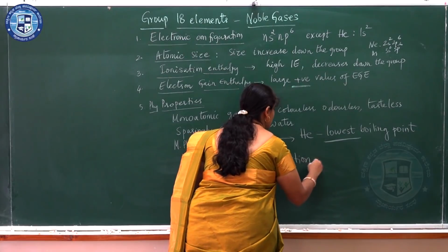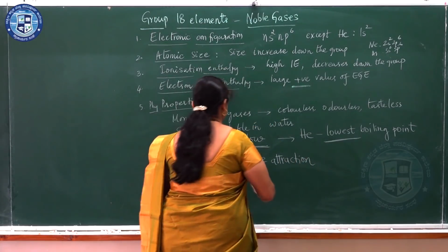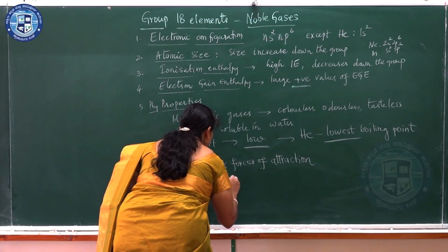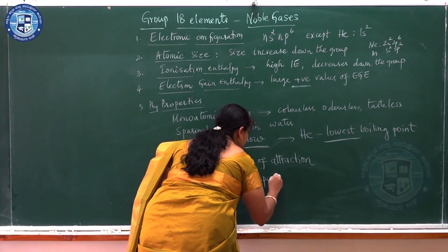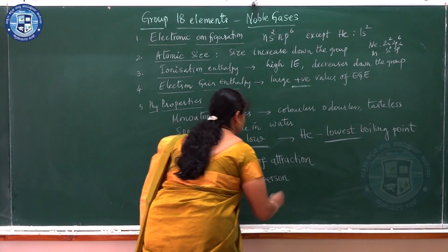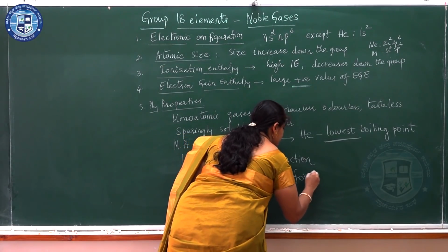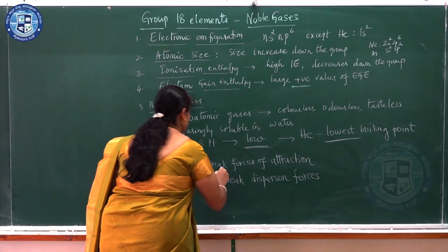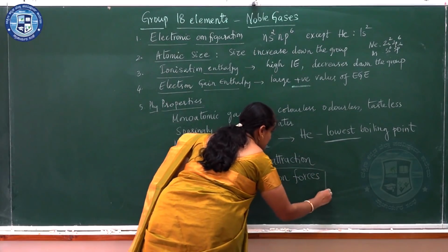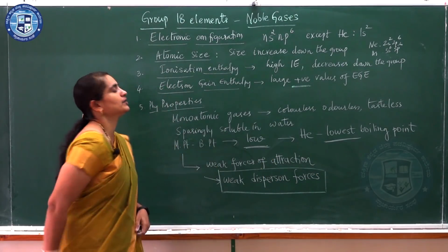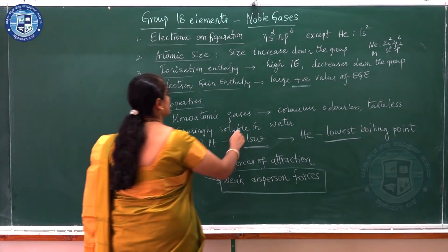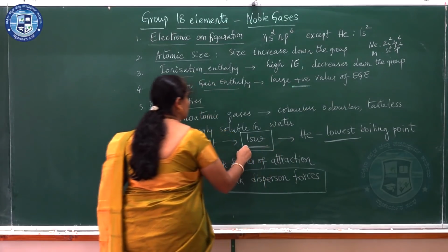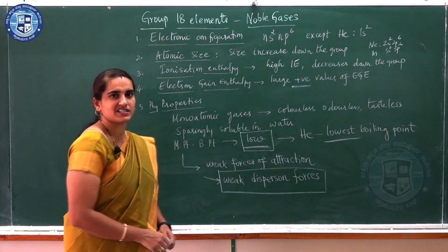or intermolecular forces of attraction, as we call them, that is due to weak dispersion forces. So due to the presence of weak dispersion forces, melting points and boiling points of noble gases are very, very low. So only one type of interaction is seen.